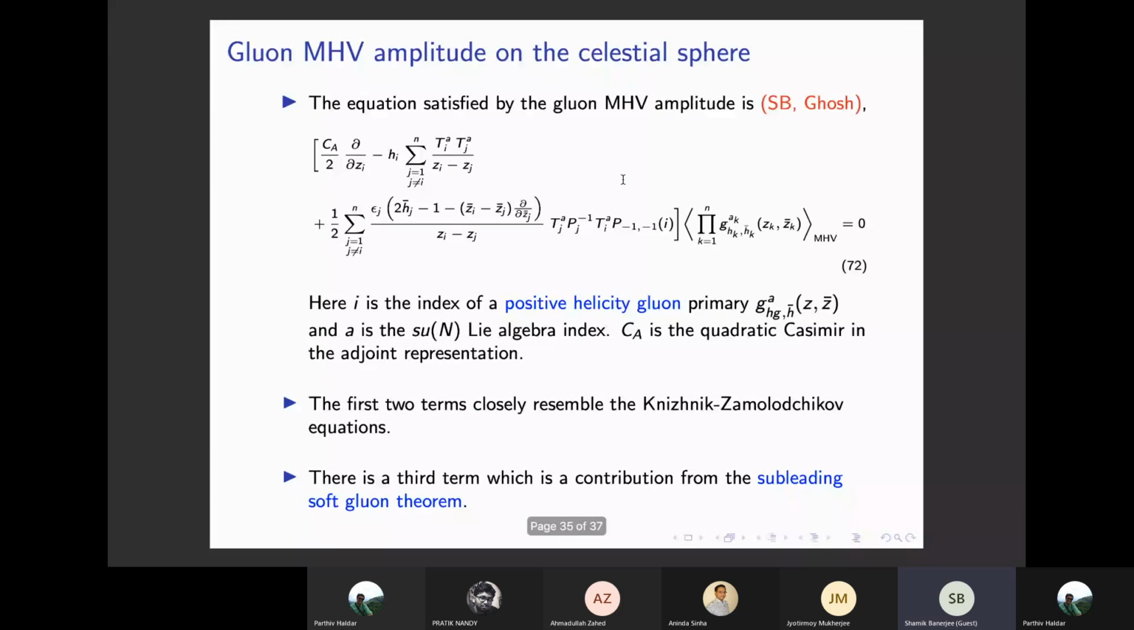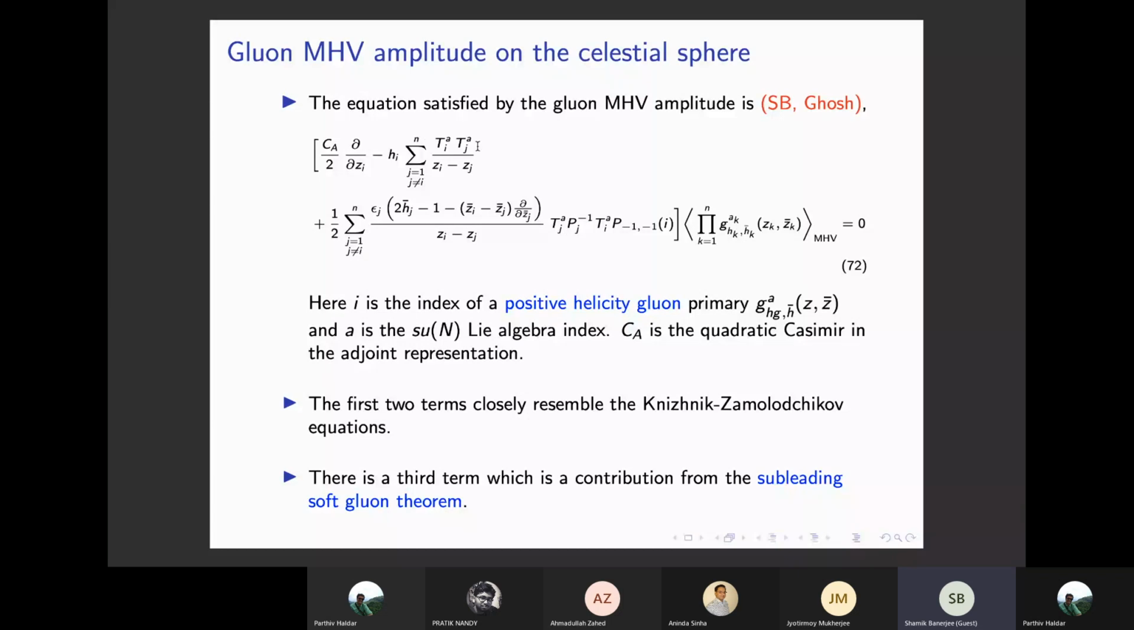Okay, so I am more or less at the end, and I just want to flash these things. So this is for the gluons. You can write down these differential equations for gluons. I have denoted a gluon primary on the celestial sphere by G^A with weights h, h bar. A is a Lie algebra index, and this is standard. So this is the MHV amplitude, and then the differential equation looks like this.